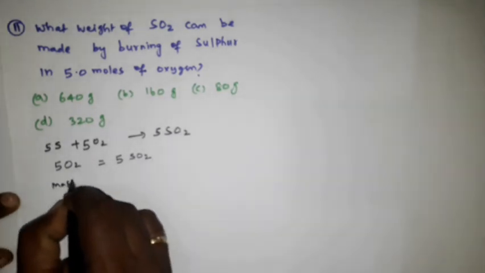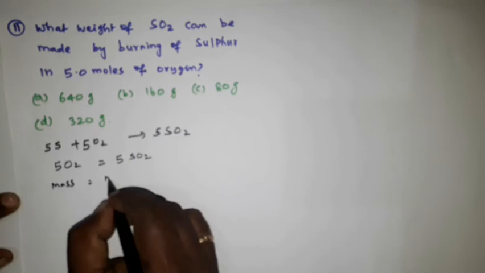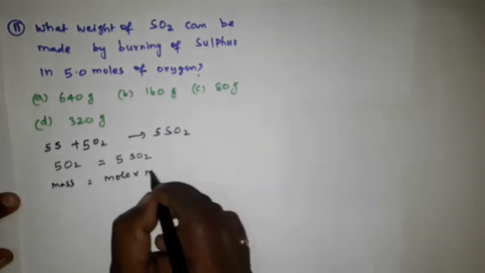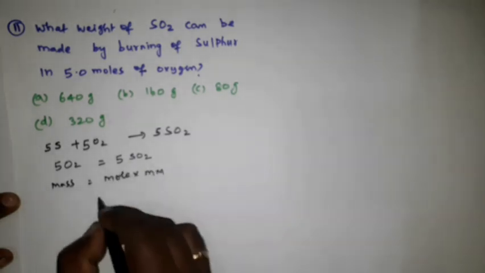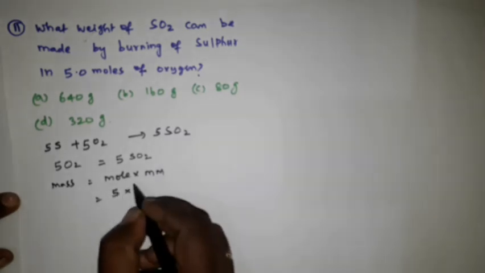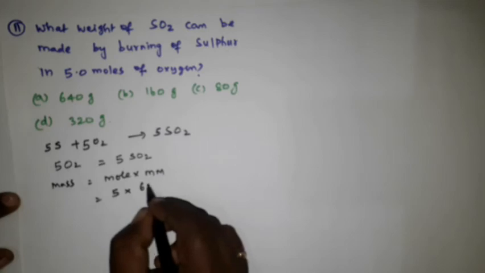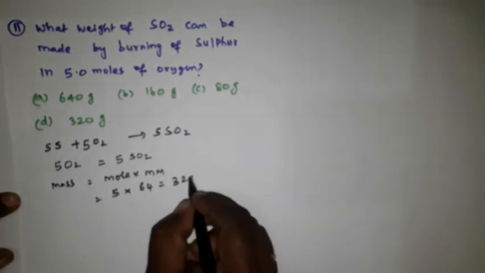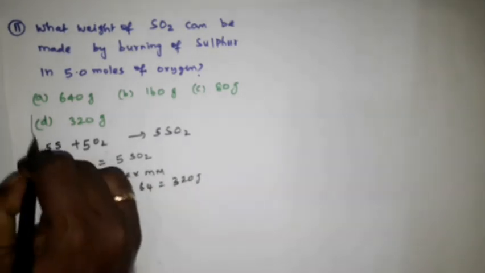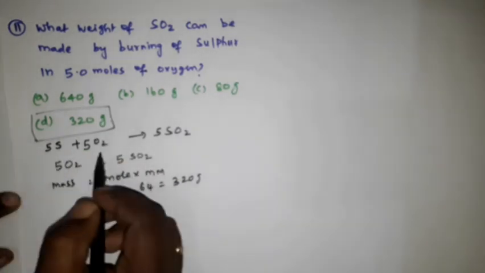So mass: when you calculate, weight equals moles into molar mass. So 5 moles into molar mass of SO2, that is 64, you will get 320 gram. So option D is the right answer. Clear?